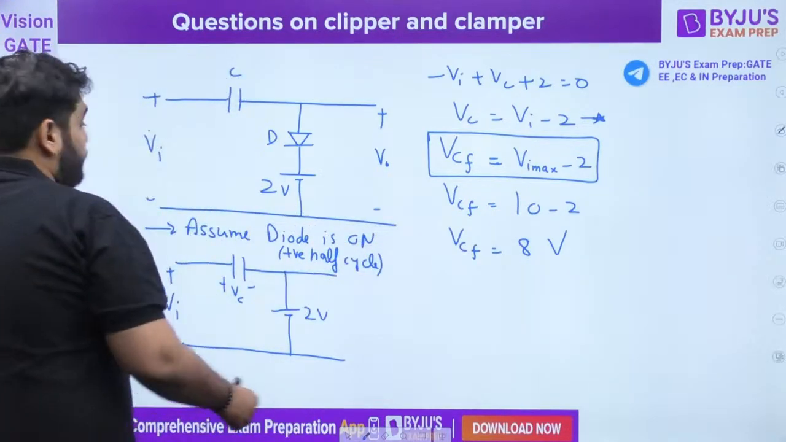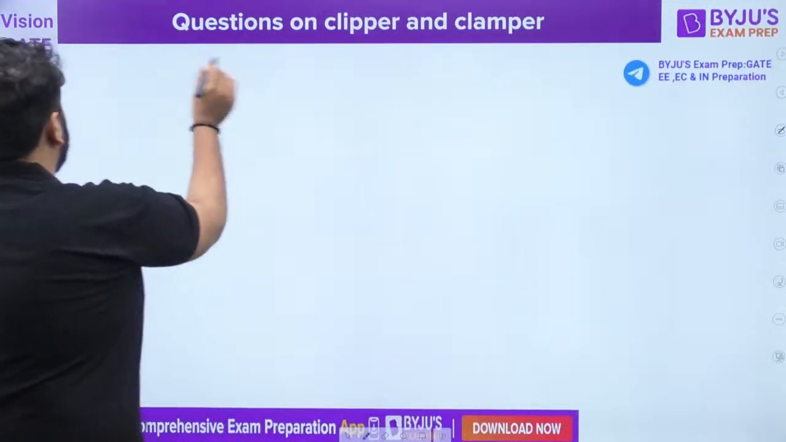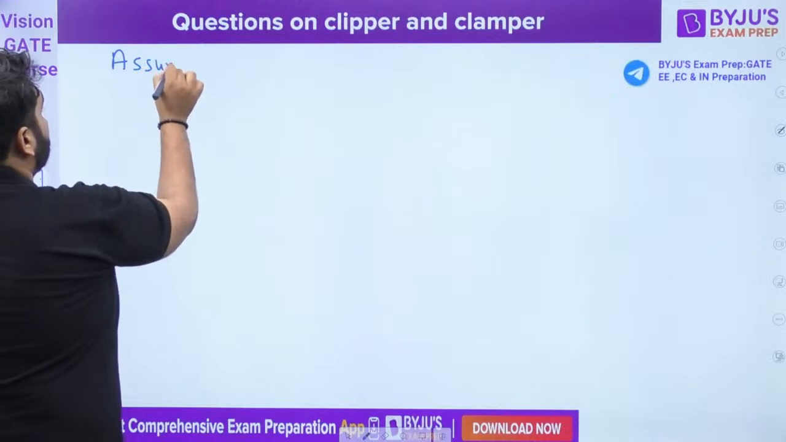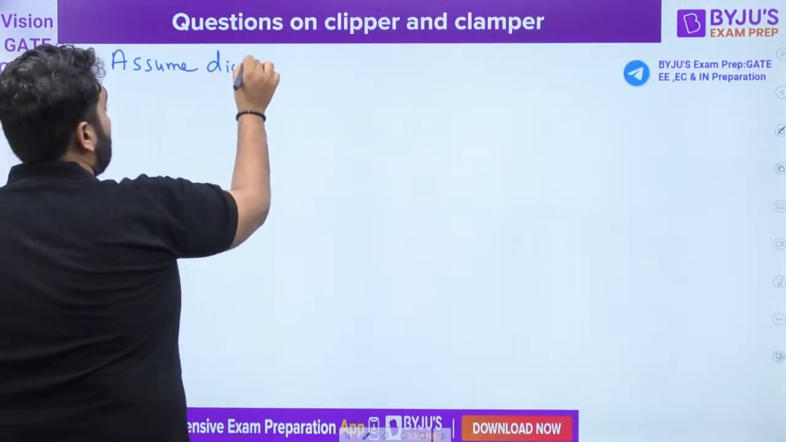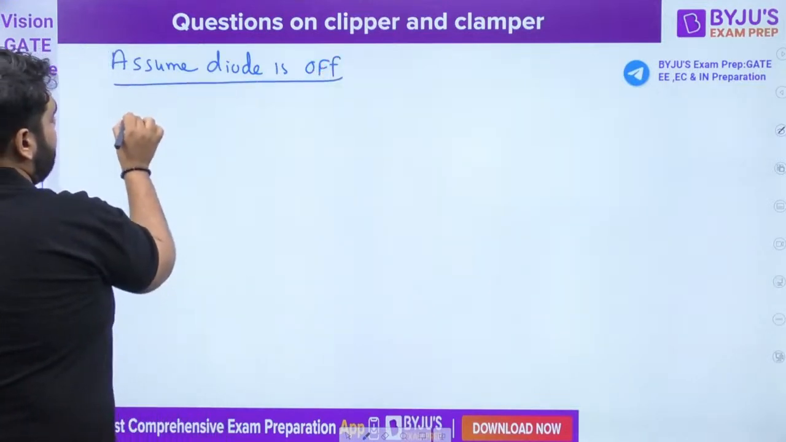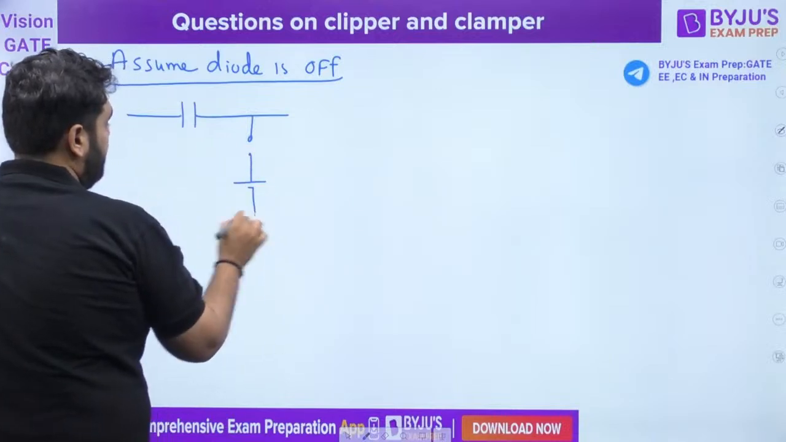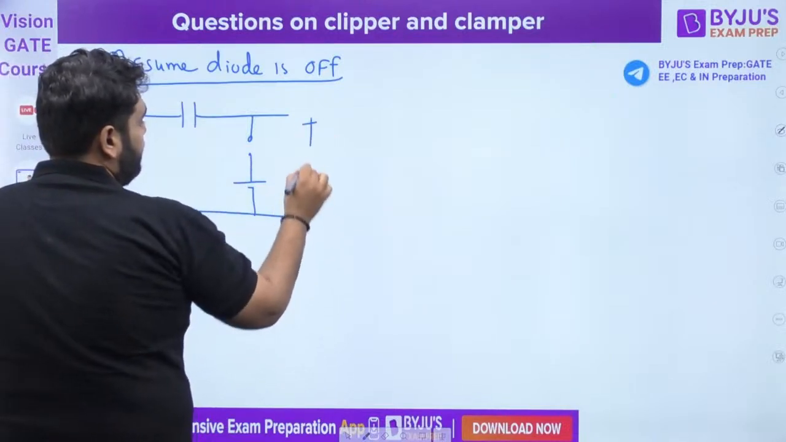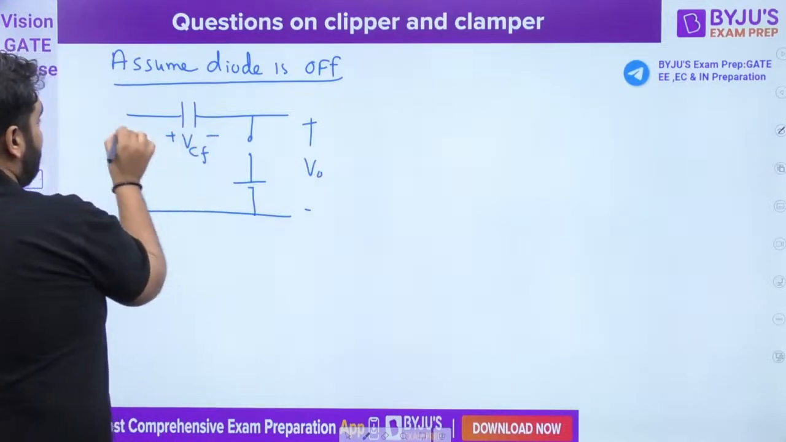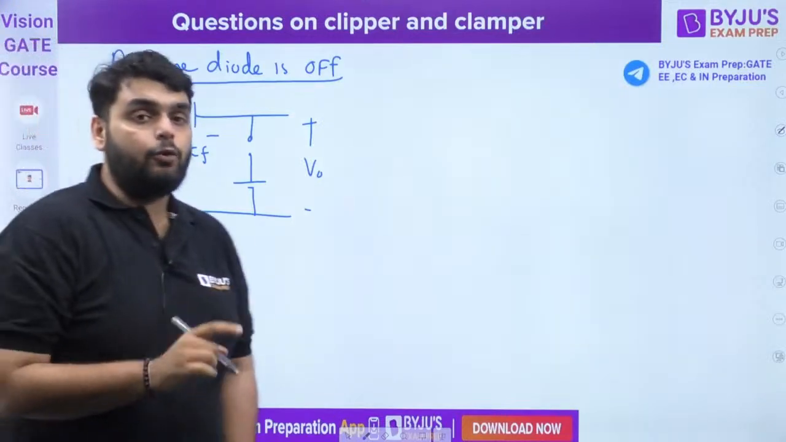After that, what you have to do? Now you have to assume the diode is off. These steps are fixed for the clamper circuit. So I'm going to assume that the diode is off. If the diode is off, can I find out the output voltage? The capacitor voltage will be fixed. The capacitor voltage is going to be fixed at VCF. Remember this.